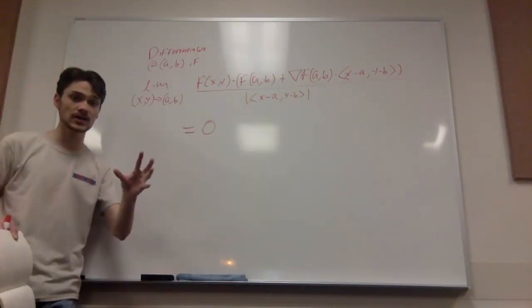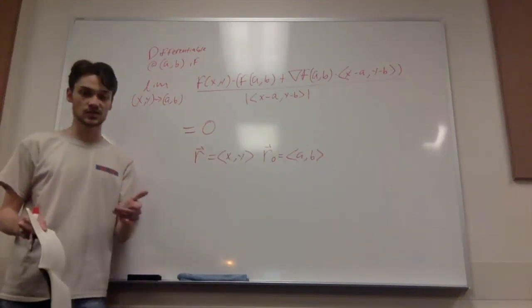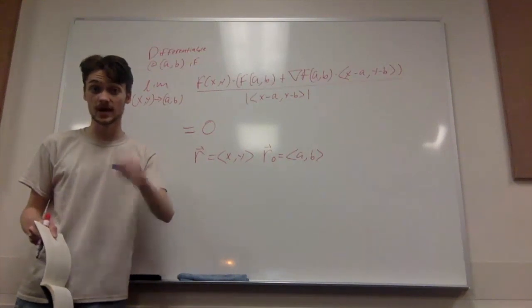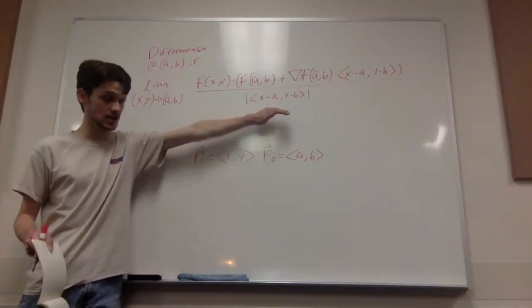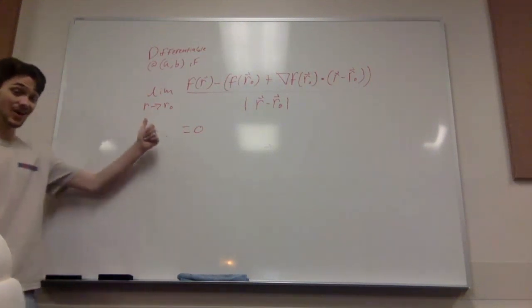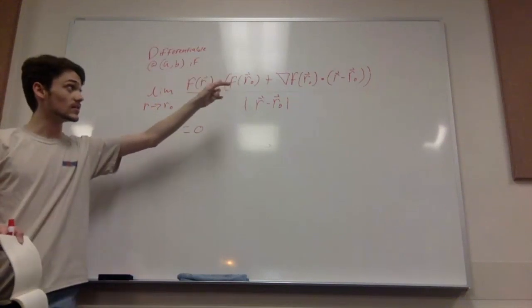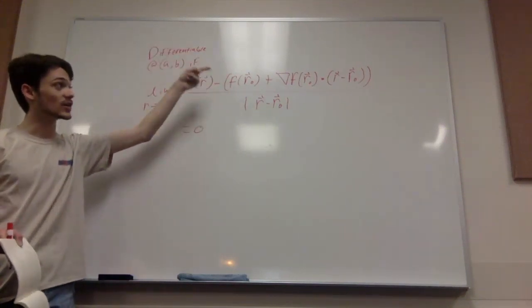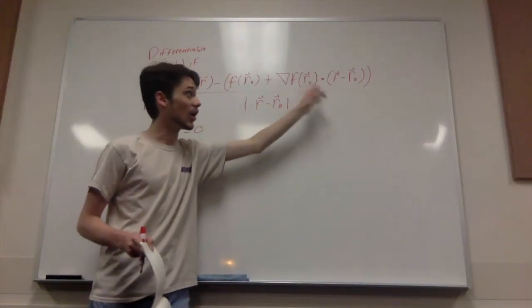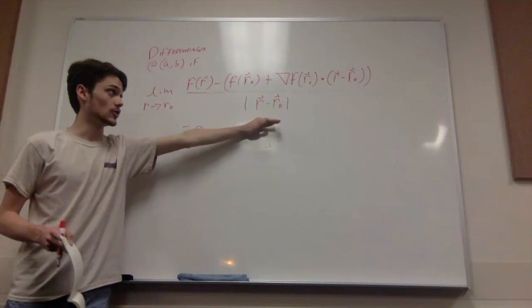Let's continue by changing this function up a little bit. We are going to introduce two vectors. R is equal to x comma y, and R naught is equal to a comma b. Let's put this function up here in terms of this. This is going to be our new limit. The limit as r approaches r naught of f of r minus the quantity of f of r naught plus grad f of r naught dotted with r minus r naught all over the absolute value of r minus r naught.